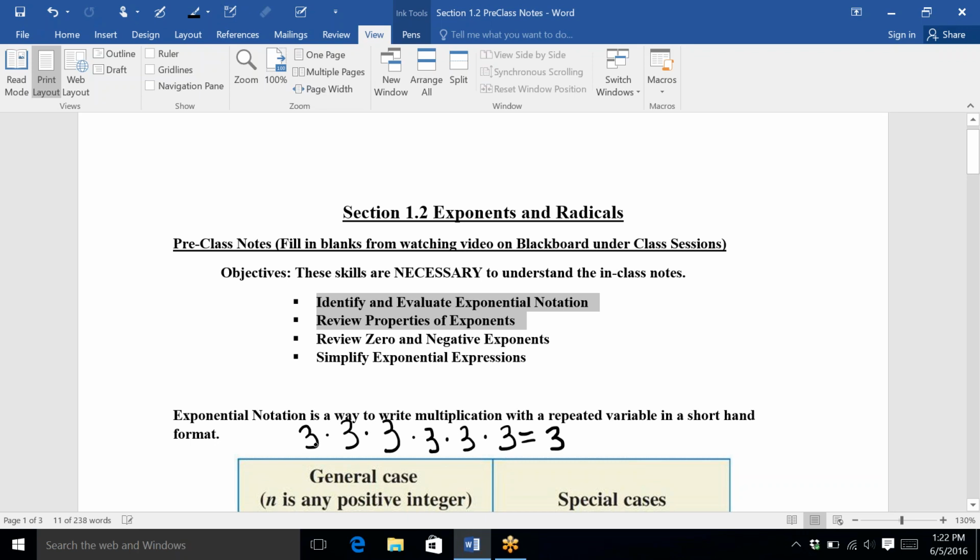So again, this is basic skills and filler skills for the class. So we have this 3 is being repeated 6 times. So that would be 3 to the 6th. Okay.